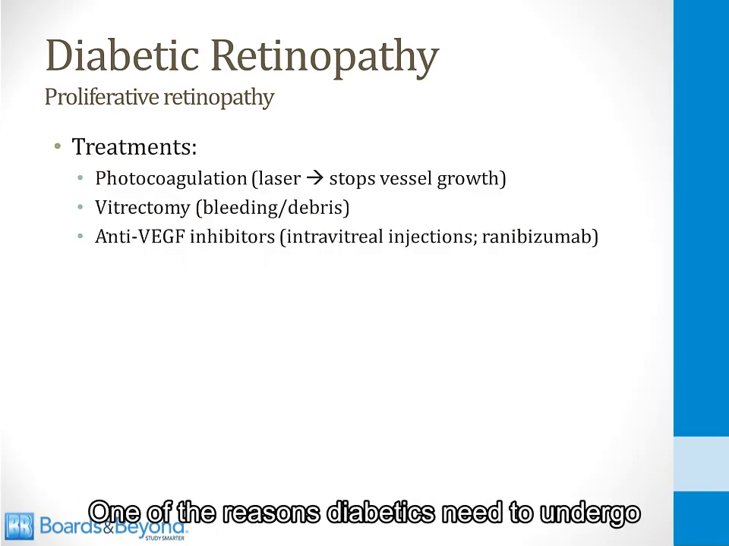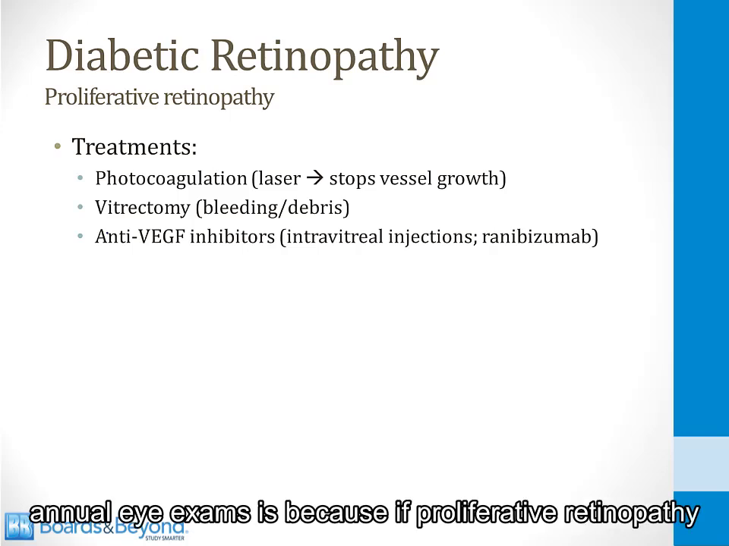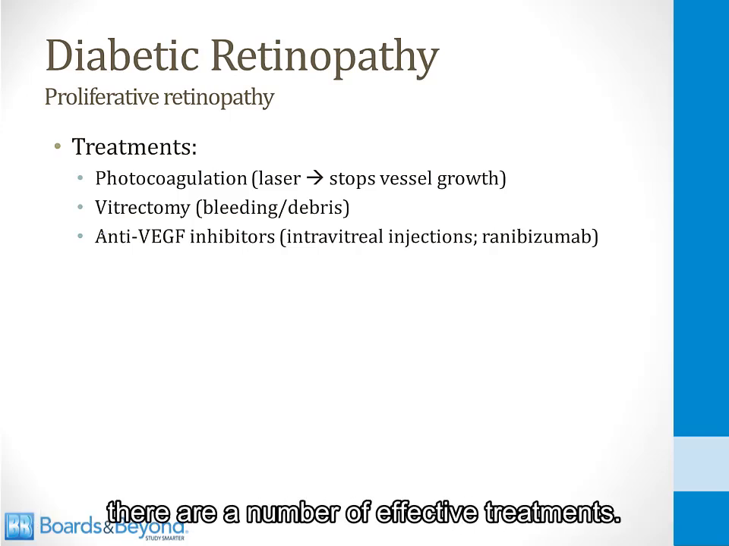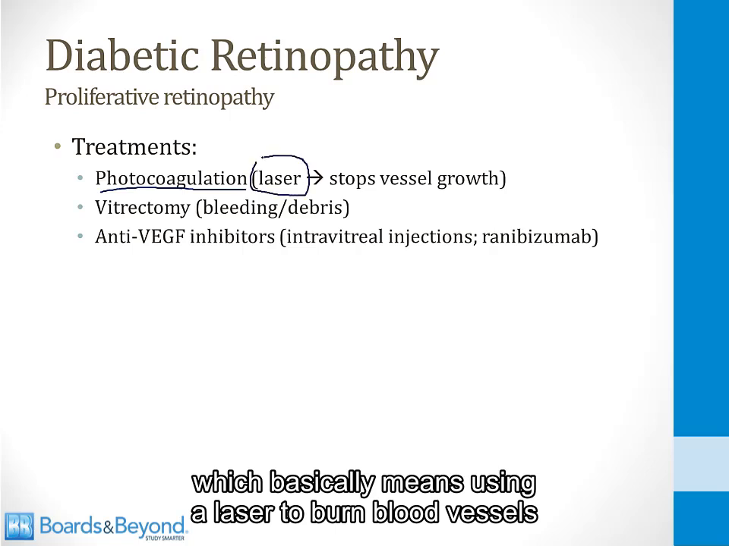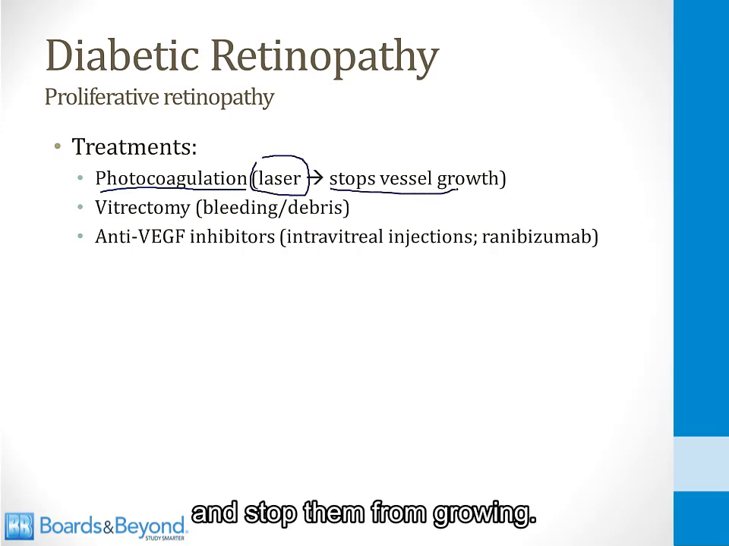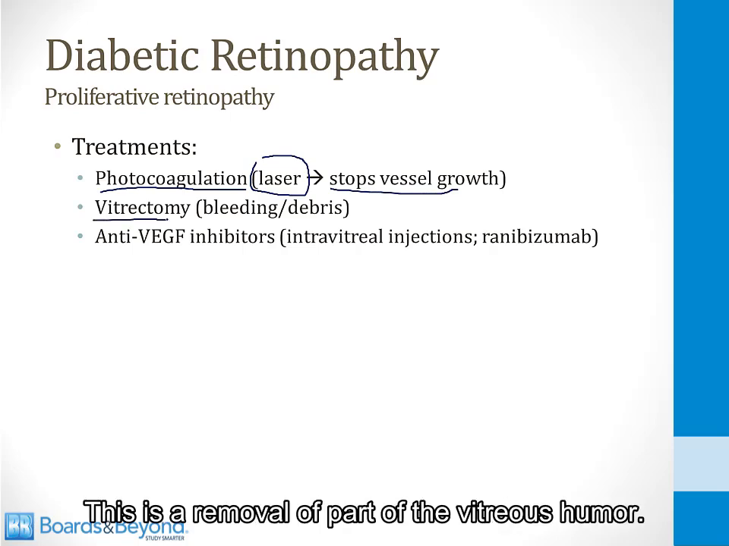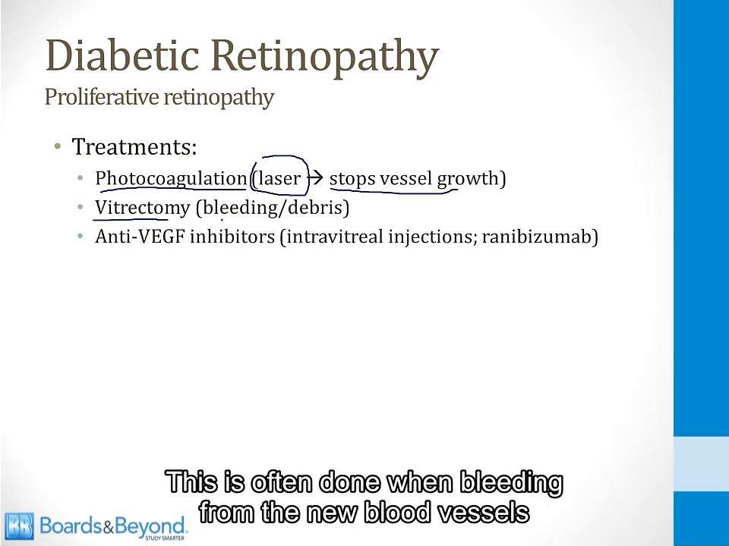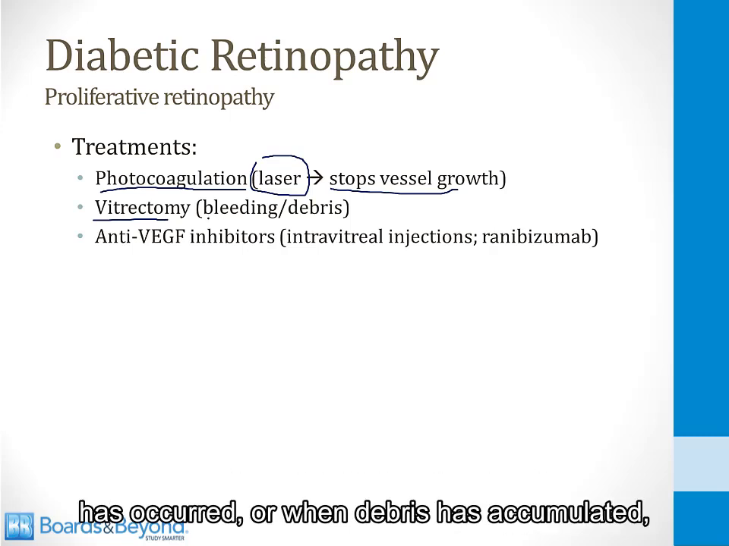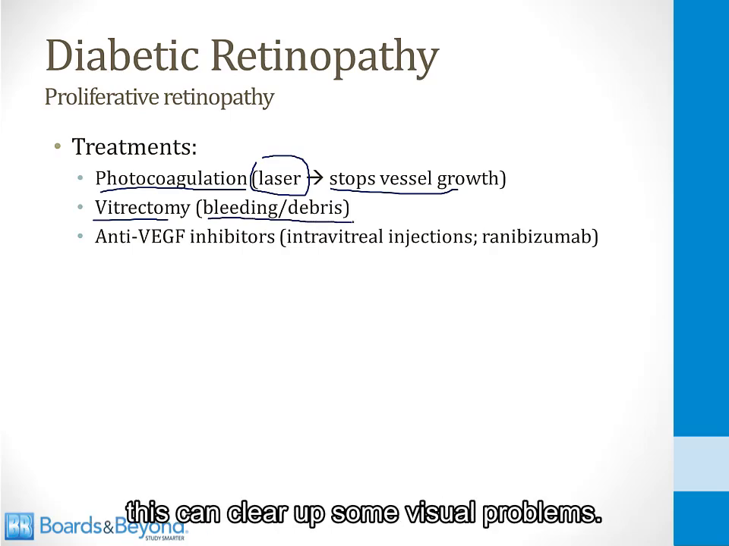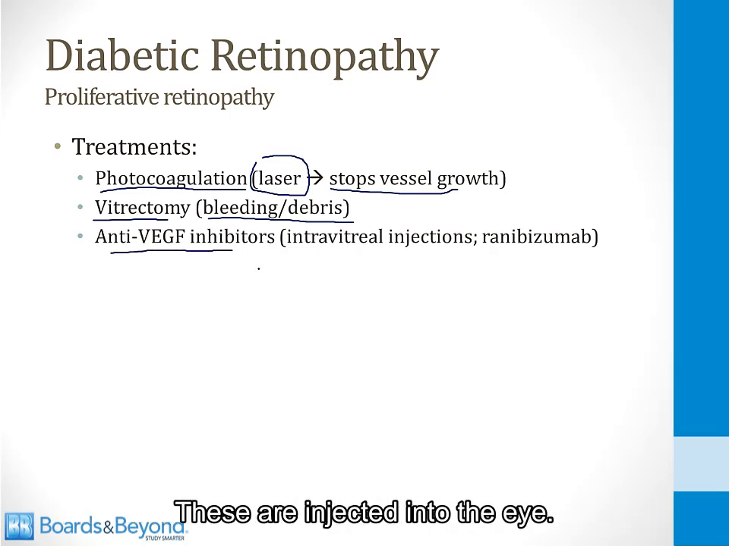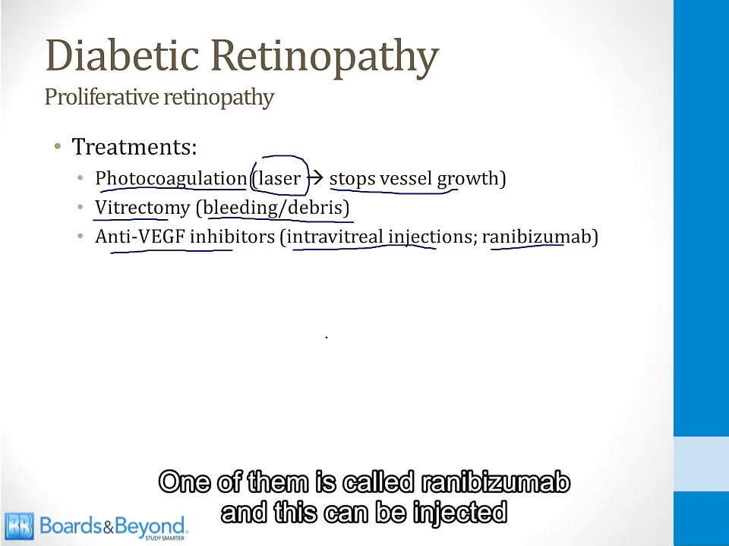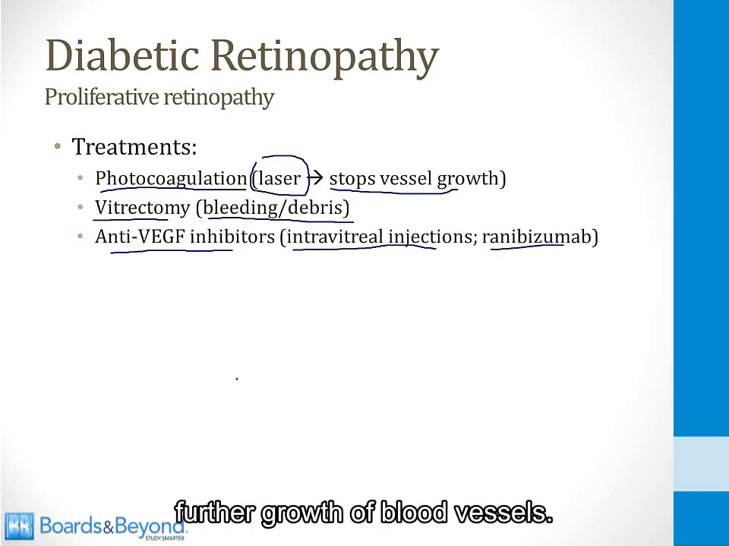One of the reasons diabetics need to undergo annual eye exams is because if proliferative retinopathy is identified early, there are a number of effective treatments. One of them is photocoagulation, which basically means using a laser to burn blood vessels and stop them from growing. Sometimes a vitrectomy is performed. This is removal of part of the vitreous humor. This is often done when bleeding from the new blood vessels has occurred or when debris has accumulated. This can clear up some visual problems. And then finally, anti-VEGF inhibitors can be used. These are injected into the eye. They are intravitreal injections. One of them is called ranibizumab, and this can be injected into the eye and it can prevent further growth of blood vessels.